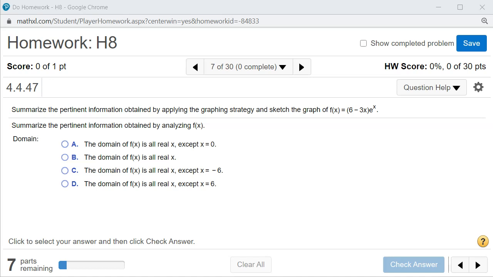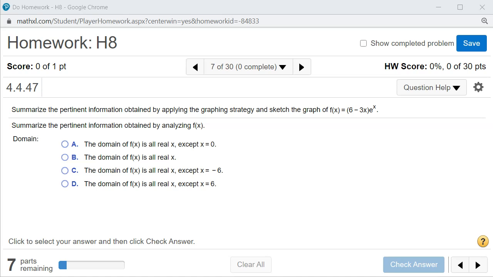All right, let's look at homework 8, problem number 7. We want to sketch the graph of f of x equals quantity 6 minus 3x times e to the x. All right, so let's answer the first question. We're looking for the domain.